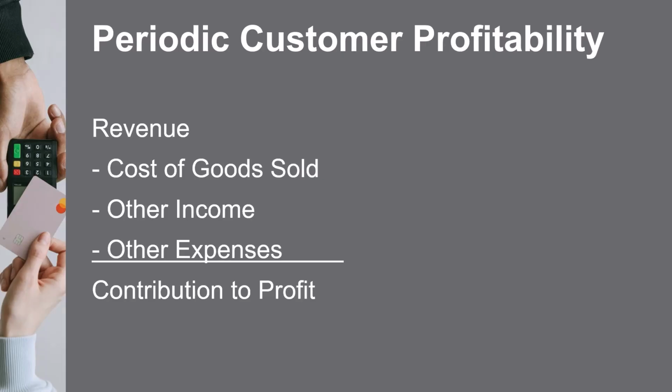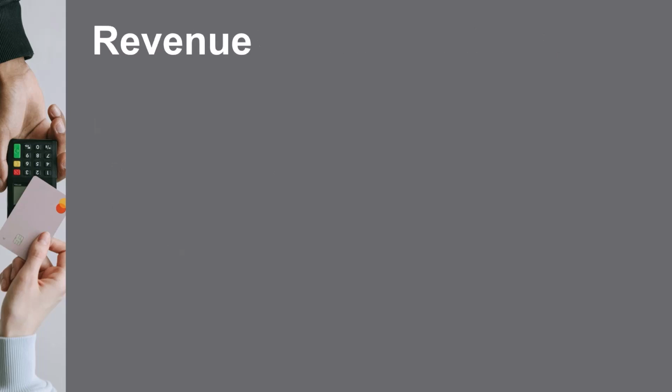The general format for a company that sells goods is revenue minus cost of goods sold minus other income minus other expenses equals contribution to profit. I'll now go into more detail about each line item of this simple income statement.